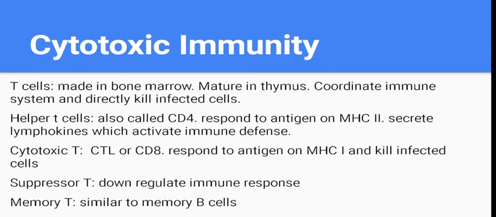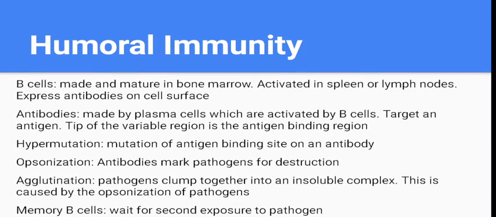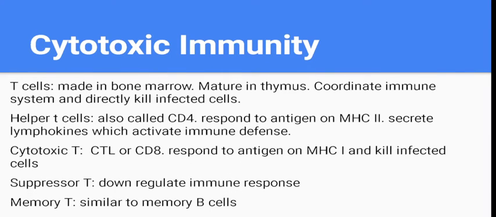Cytotoxic immunity, so T cells are made in the bone marrow and they mature in the thymus. So going back to the other side, B cells are made and mature in the bone marrow, while T cells are made in the bone marrow but mature in the thymus. This is a small detail where the MCAT might ask you a discrete question to see if you can figure out what the difference is. A sneaky question. Sneaky, yeah. Or they may put in a discrete section where they make you compare and contrast these two cells, and the only difference is one matures in the thymus.